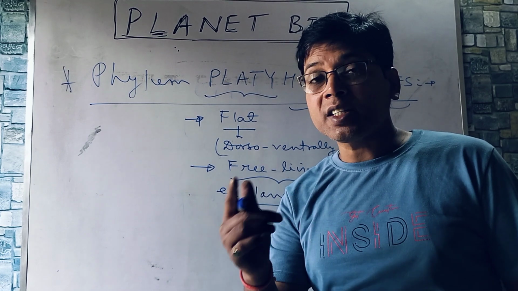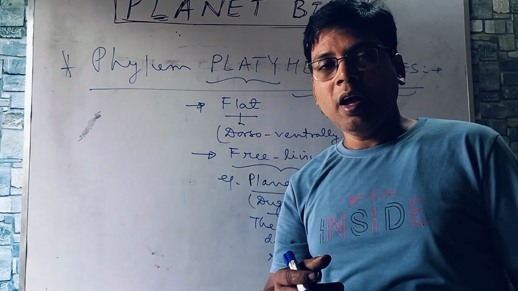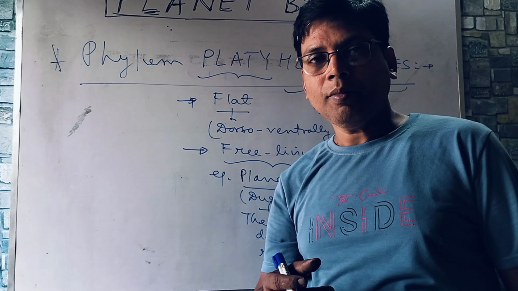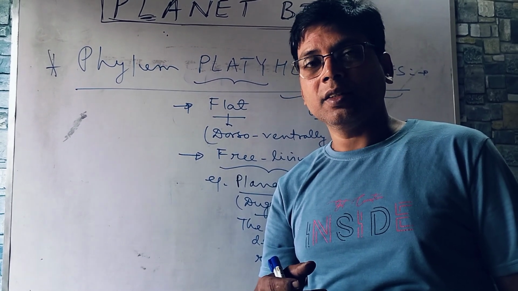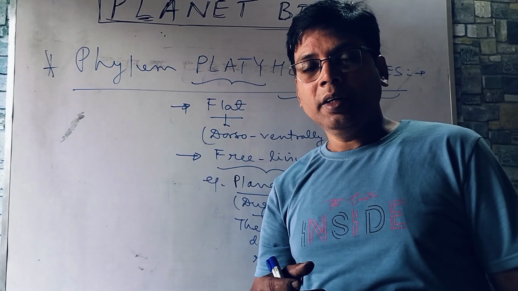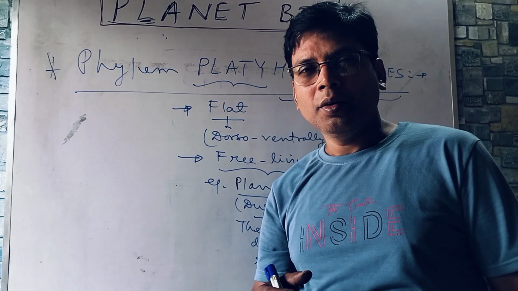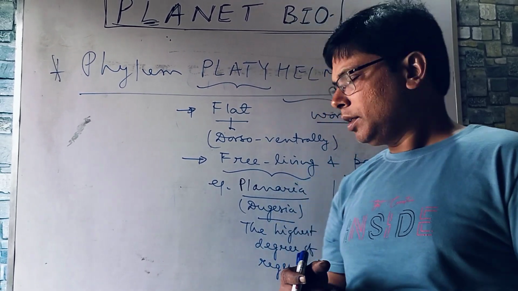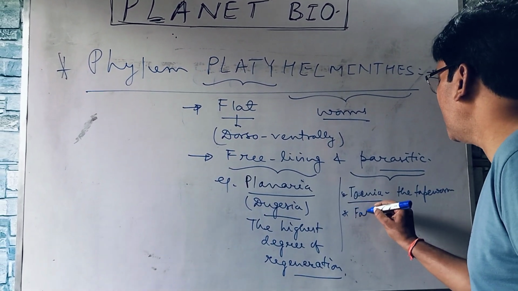Another one is Taenia saginata, that is longer in size and also called beef tapeworm. It is also a digenetic parasite. That means it leads its life cycle in two hosts, and the hosts are the humans and the cows. Okay? So Taenia. Another one you can write Fasciola.